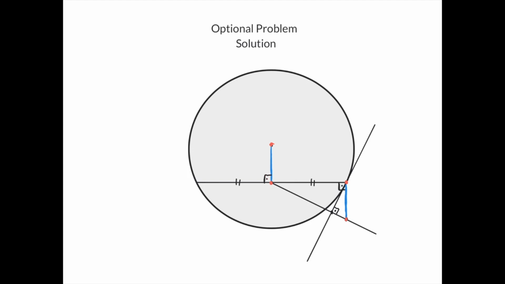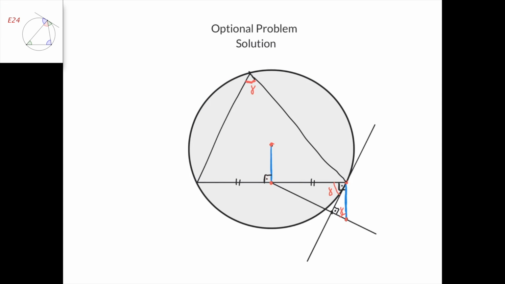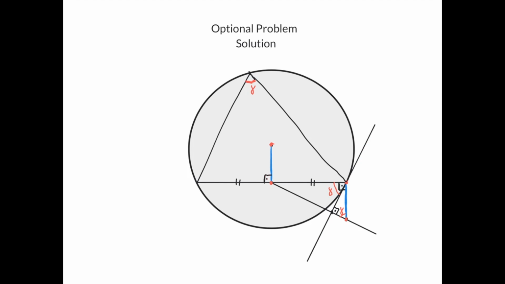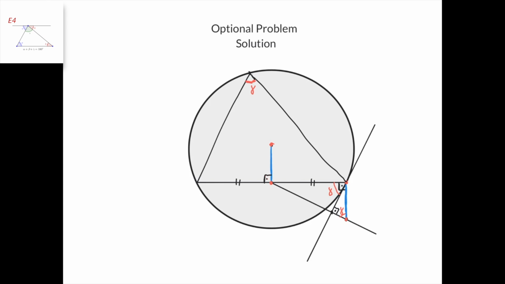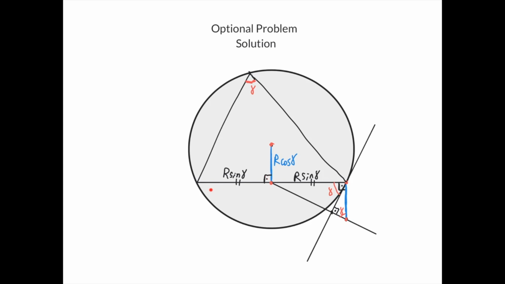And here's the solution. Let's construct a triangle here, such that this point is randomly chosen on this arc, and let's call this angle gamma. Then, from the alternate segments theorem, we know that this angle here is also gamma because this is a tangent line to the circle. And then, because this is a 90 degrees angle, this angle is 90 minus gamma, and because of the sum of the angles in this triangle, this angle is gamma. From the law of sines, we know that this side here is 2 times r sine of gamma. Therefore, each of these two equal segments equals r times sine of gamma.